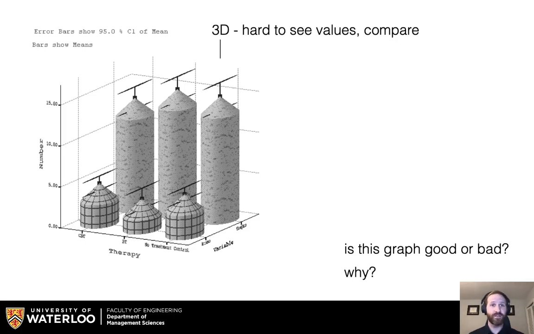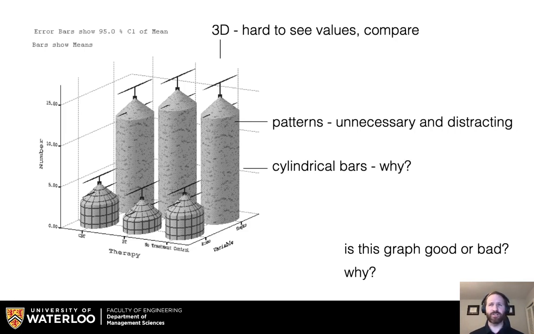You have some occlusion in the data. There are patterns, which is unnecessary and distracting. There's cylindrical bars. Why? Why is that trying to tell some sort of a story? What's that mapping to? And there's poor labels. The number. What do you mean by number? What are the units here? Are they whole numbers, or do they need to be decimal points like it's got here?